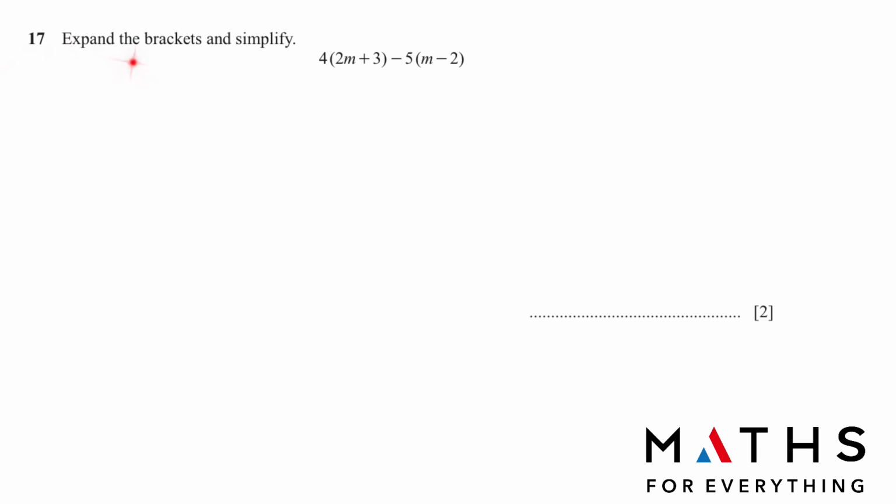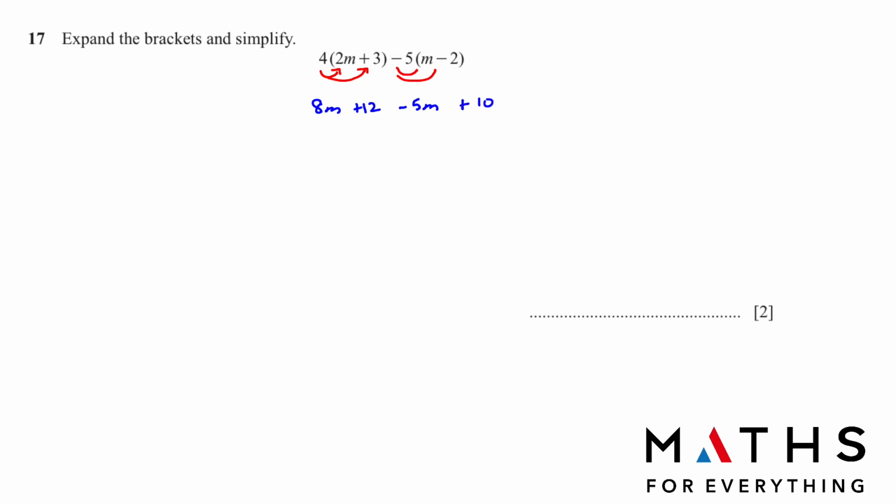Question number 17, expand the brackets and simplify. So 4 multiplied by 2m will give us 8m. 4 multiplied by 3 will give us 12. Remember to put the negative in the calculator when you're multiplying. Negative 5 multiplied by m. So it's like negative 5 multiplied by 1, which will give us negative 5m. Same here, negative 5 multiplied by negative 2 will give us plus 10.